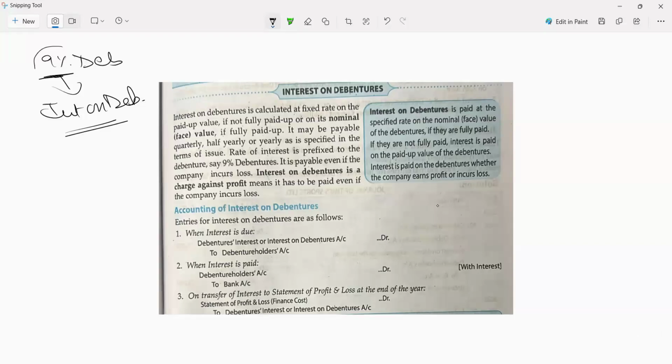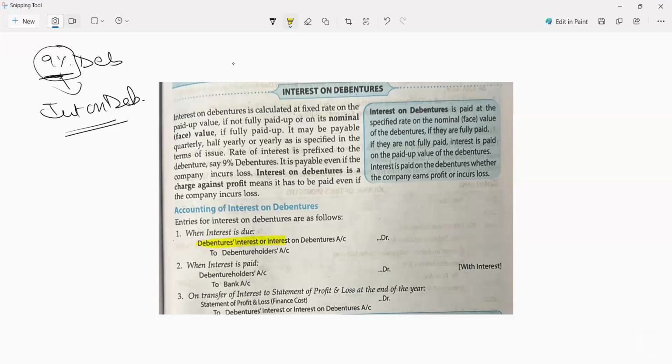The fixed rate means the rate which is mentioned just before the debenture. So that is known as a fixed rate. The company has to pay interest on debentures at that rate on the paid up value. So these are the journal entries which you should remember. First of all, we have to pass the entry for the due. As we have already read, whenever we are paying something, we have to pass the due entry before that. So first of all, you have to pass the due entry.